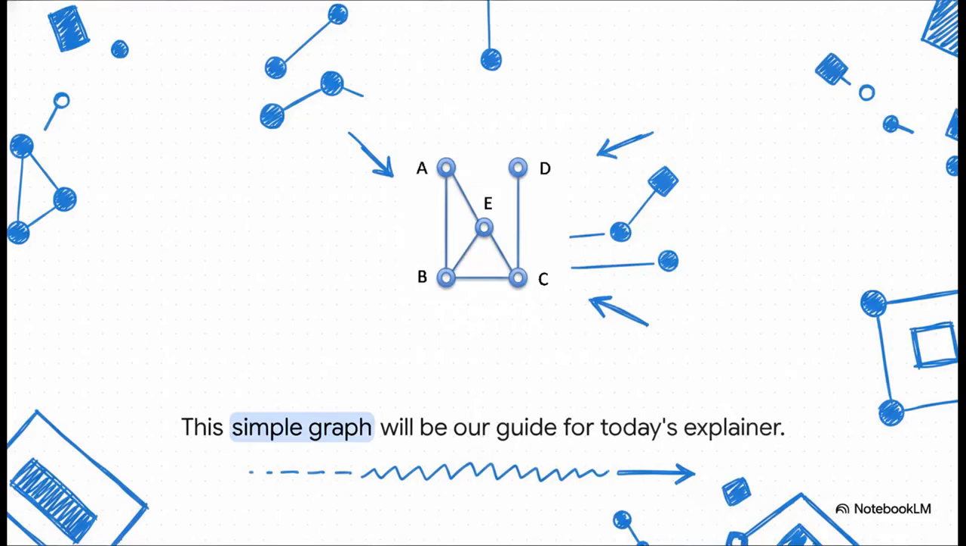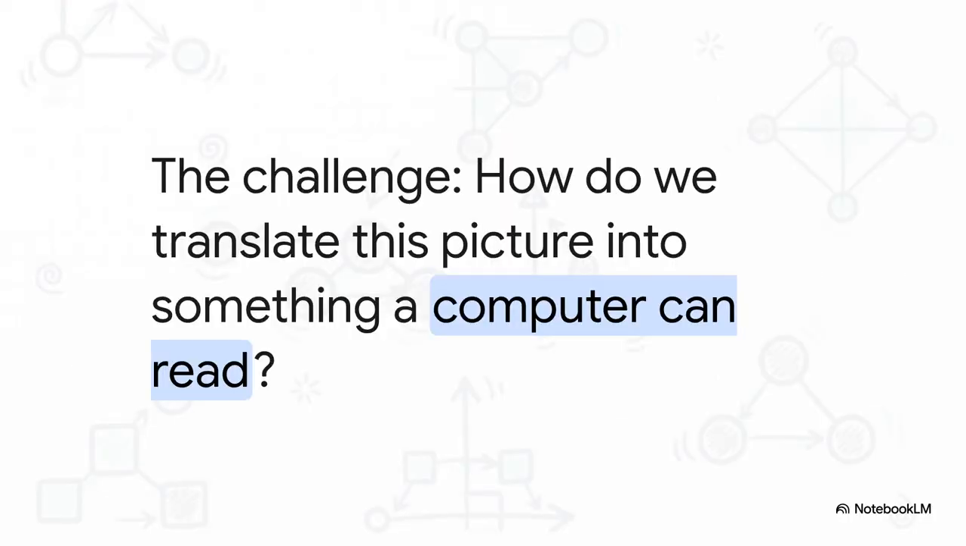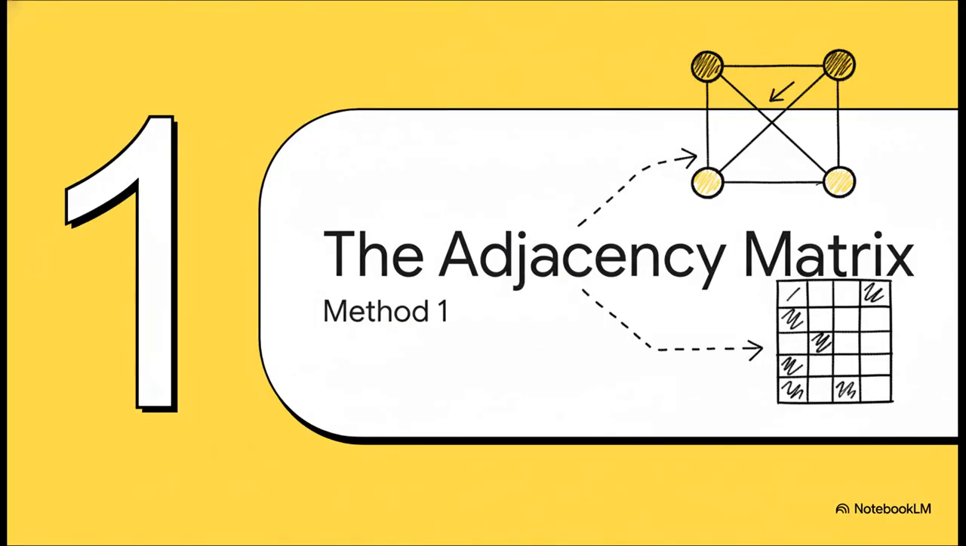Okay, so to really wrap our heads around this, let's use this one simple graph as our guide for today. It's going to be our little lab rat. You can see it's got 5 nodes labeled A, B, C, D, and E, and there are 6 edges linking them all up. And this, right here, this brings us to the main challenge, the big question of the day. This picture makes perfect sense to you and me, right? But how in the world do you translate this visual idea, these dots and lines, into something a computer can actually read and work with? How do you turn a picture into data? All right, let's get into it.